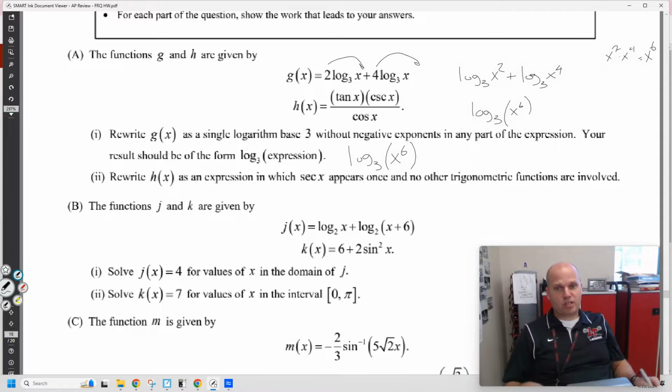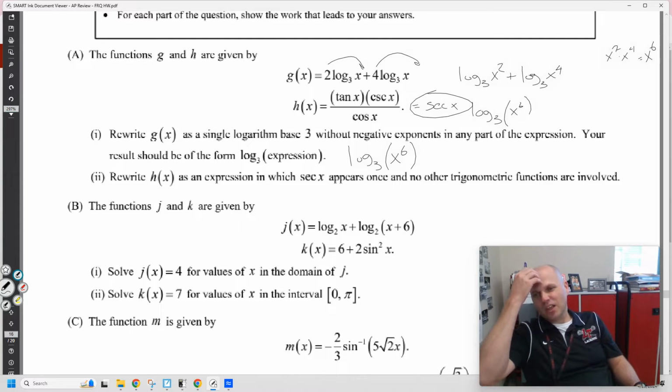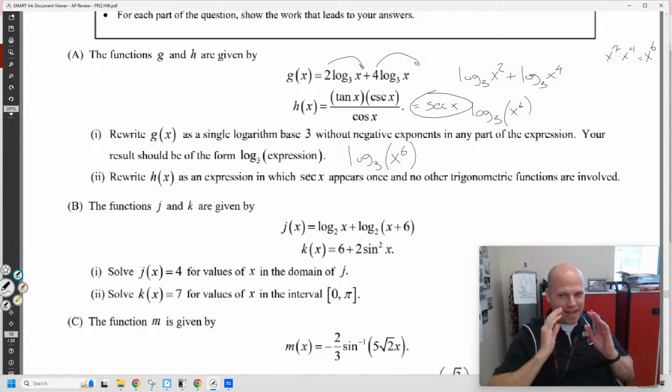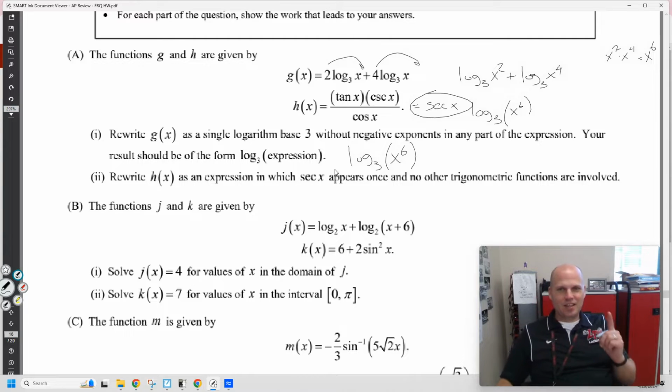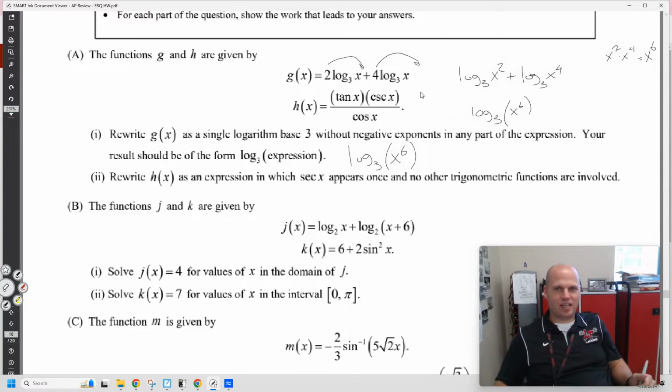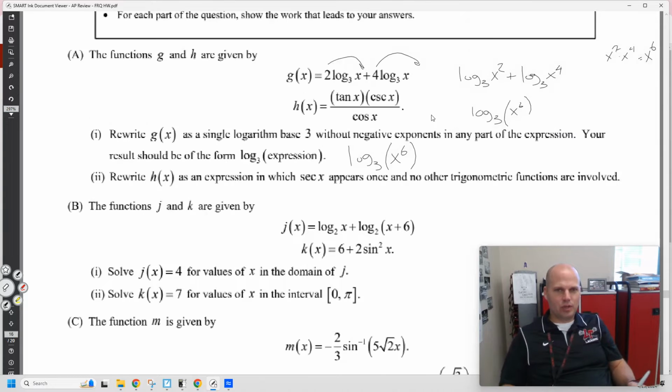Rewrite h as an expression in which secant x appears once and no other trigonometric functions are involved. We did some of these questions, and it's kind of funny how sometimes they'll just simplify to be the answer. So when in doubt, if you don't know what you're doing, they're pretty much giving you the answer here. They do want to see some steps along the way. So let me just show you the steps. Tangent x, cosecant x, cosine x. We'll do it up here.